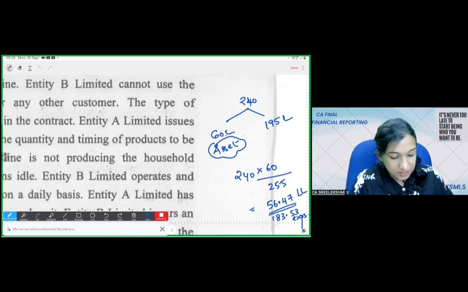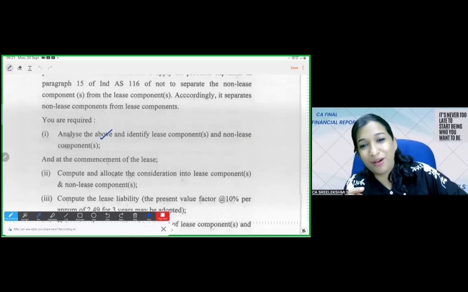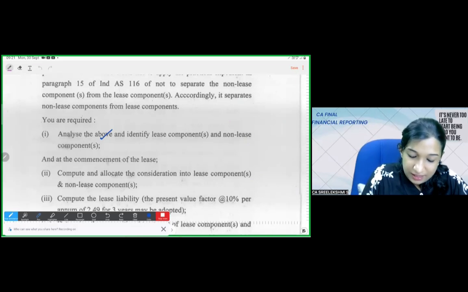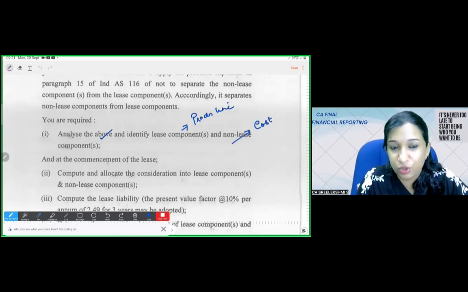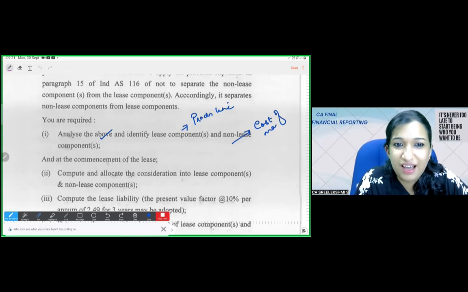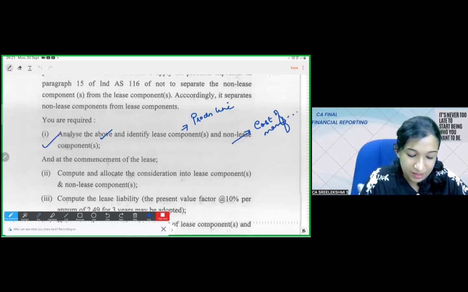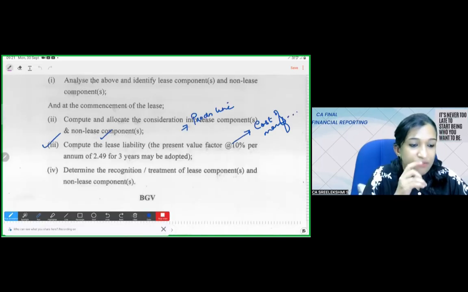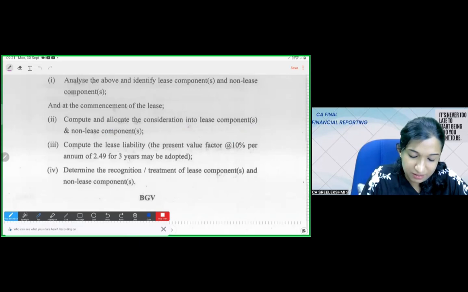So that is the first answer. We analyze the above: this is a lease contract, so there are two components in it. One is the lease component, which is the production line, and the non-lease component, which is the manufacturing cost. We are paying the cost of manufacturing the products. Are you clear? First one, are you okay? Yes. Then compute and allocate the consideration. The consideration we have allocated is 56.47 and 183.53.